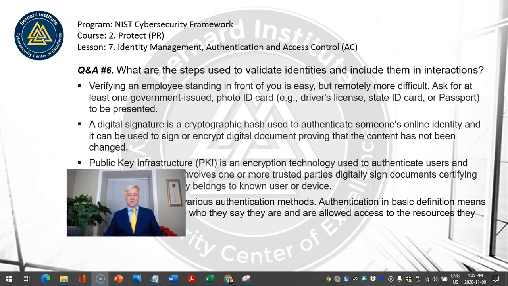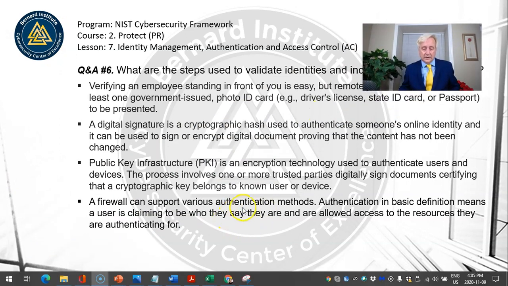Also, a firewall can be used to help authenticate. Firewalls help create and establish the security zones. Now they're also being used to look at the user accounts that are coming into the environment, track their behavior, and make sure that it's consistent with what their job is and what they do. A firewall can support various levels of authentication. Authentication, the basic definition, means a user is claiming to be someone. So we need to be able to prove that.